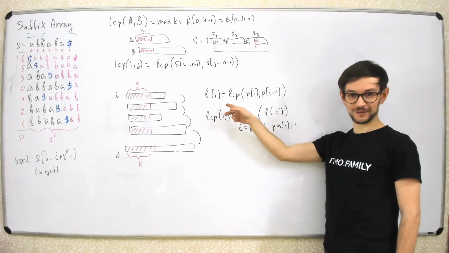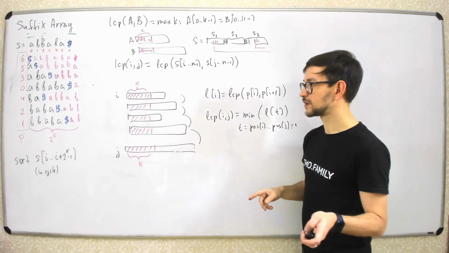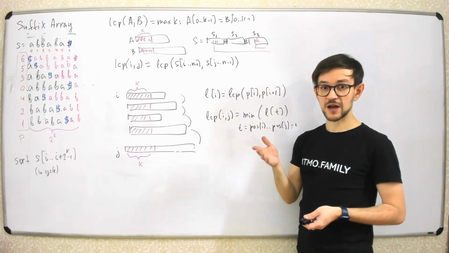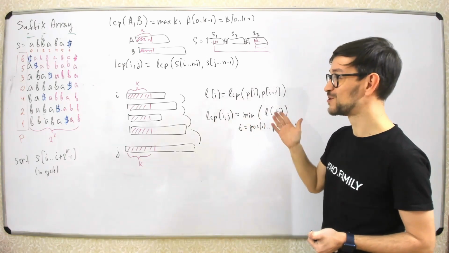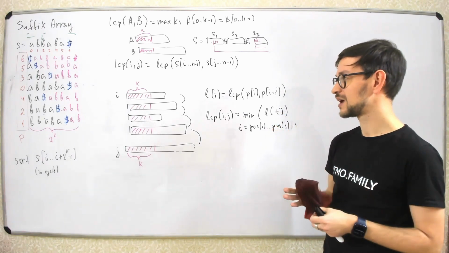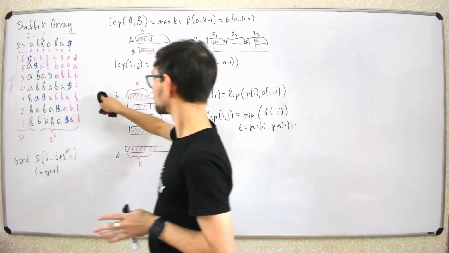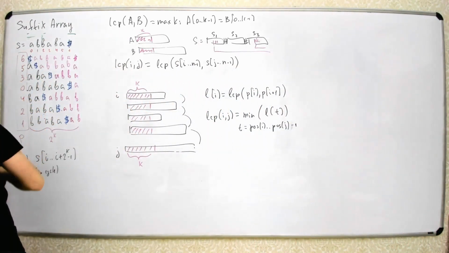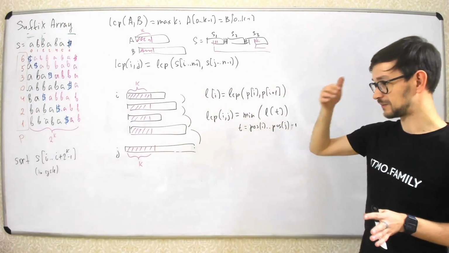Now, how to calculate array L? I will discuss the algorithm by Kasai, Arimura, Arikawa, Lee, and Park. There are five scientists who actually discovered how to do it. There was another linear time algorithm discovered before, but this algorithm is very easy. So there is a very easy and beautiful algorithm to build this array L.